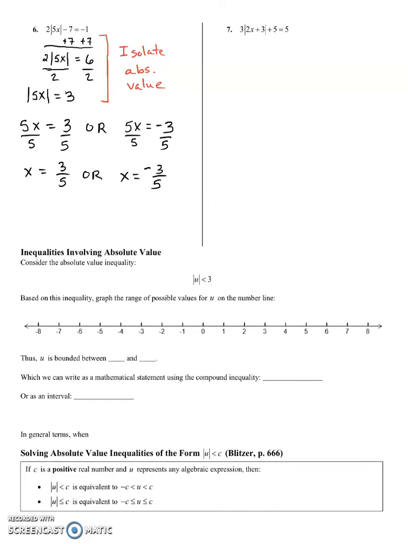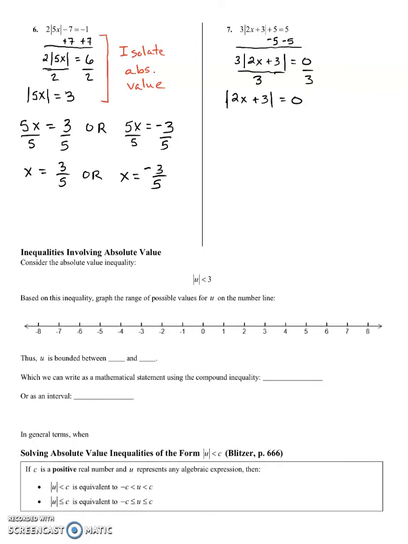All right, why don't you pause the video and try number 7 on your own. So remember, first we need to isolate the absolute value. So subtract 5 from both sides. That gives us 3 times the absolute value of 2x plus 3 equals 0. If we divide both sides of the equation by 3, we get the absolute value of 2x plus 3 equals 0.